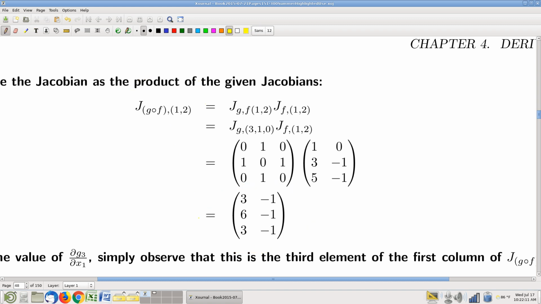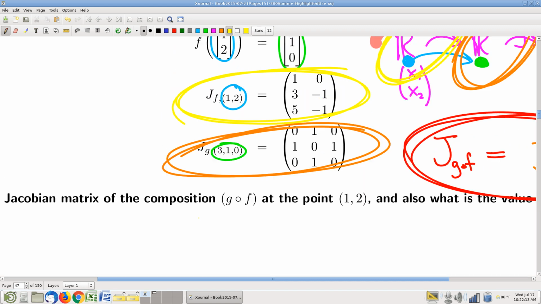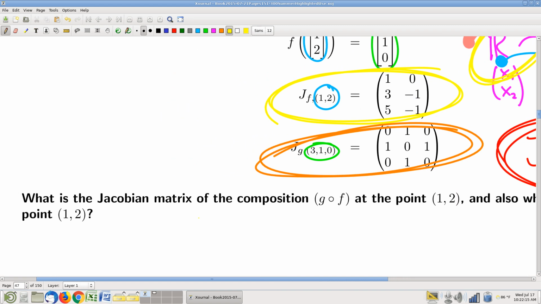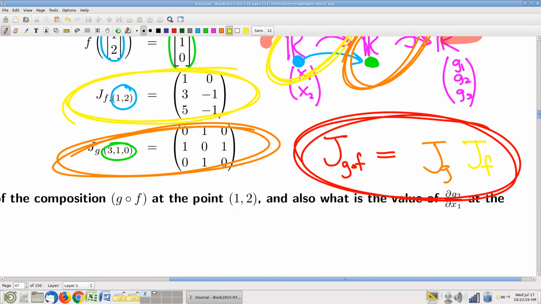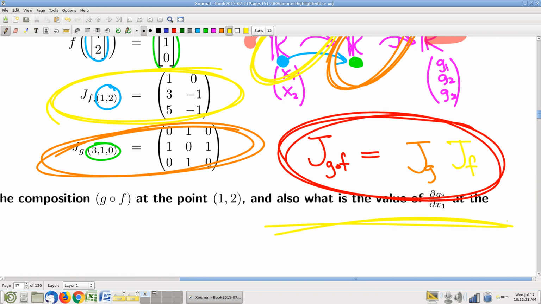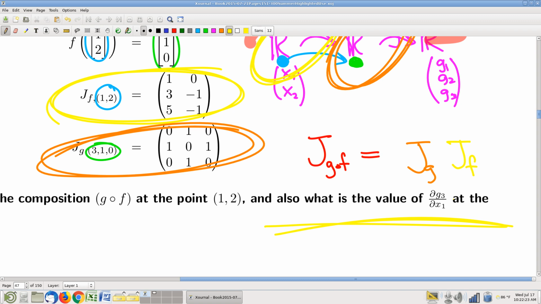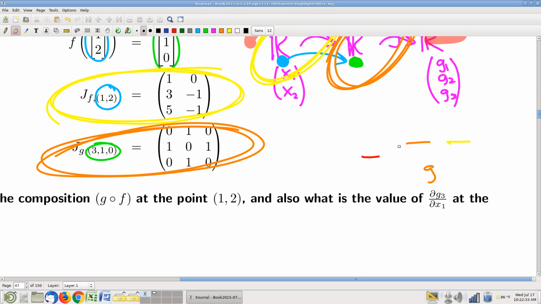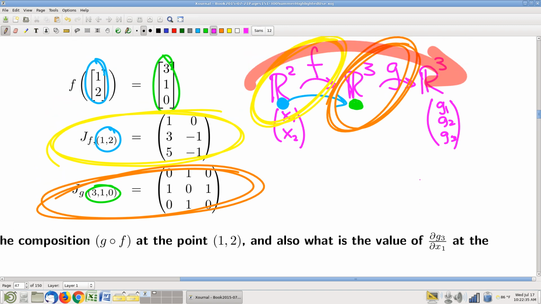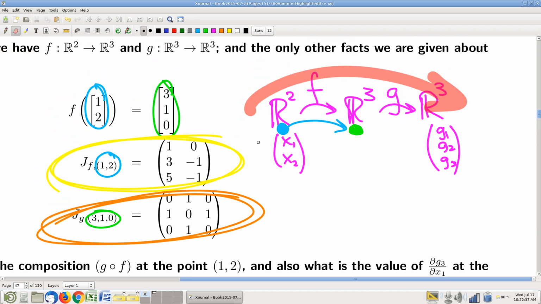Okay. Now, let me look back at the statement of the question here. So the first part of the question was, what's the Jacobian of the composition? Second part of the question was, what is the value of, specifically, the partial of G3 with respect to x1? Okay, partial of G3 with respect to x1. All right, let me clean up a little bit of my mess here.